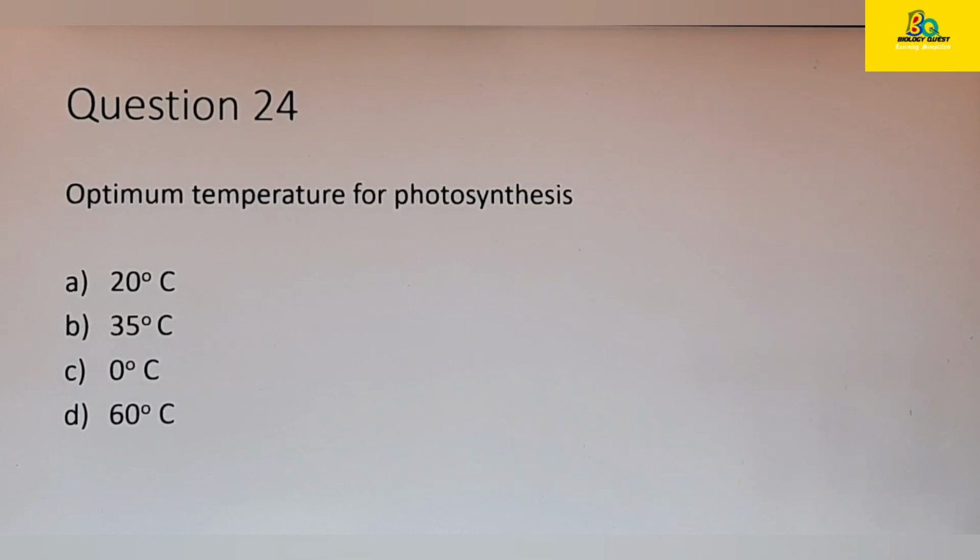Moving on to the next question. Optimum temperature for photosynthesis. What is meant by optimum temperature? Optimum temperature is the temperature that is best suited for photosynthesis. Okay, photosynthesis is maximum at the optimum temperature. So, the options are 20 degrees Celsius, 35 degrees Celsius, 0 degrees Celsius and 60 degrees Celsius. So, here the correct answer is option B, 35 degrees Celsius. Okay. The optimum temperature for photosynthesis is mostly 35 to 40 degrees Celsius.